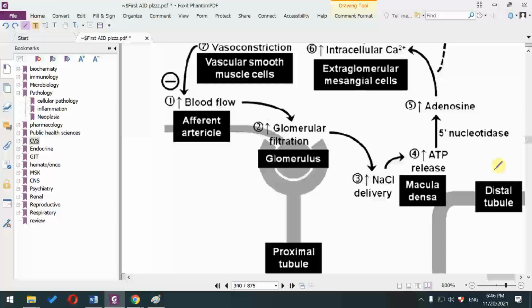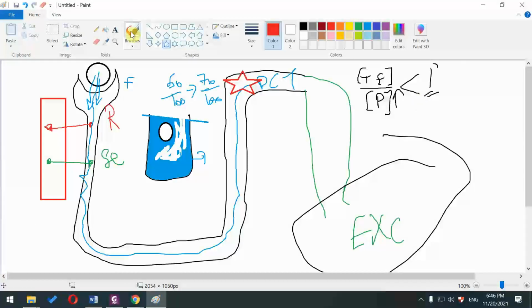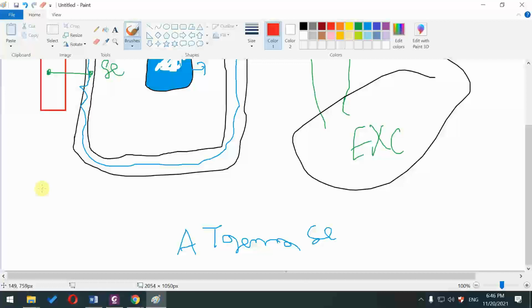And that ATP will have an enzyme working on it. It's called 5-nucleotidase. Well, why is this important? How did I get an adenosine from ATP? What is ATP?